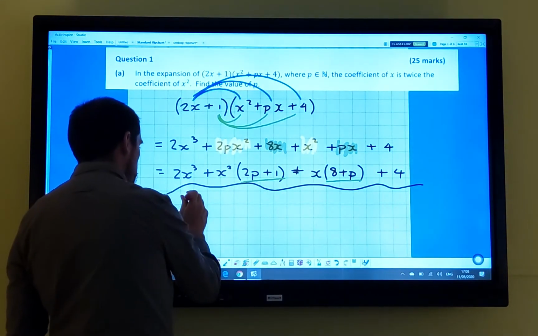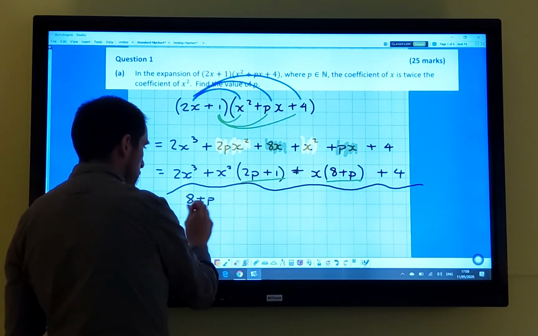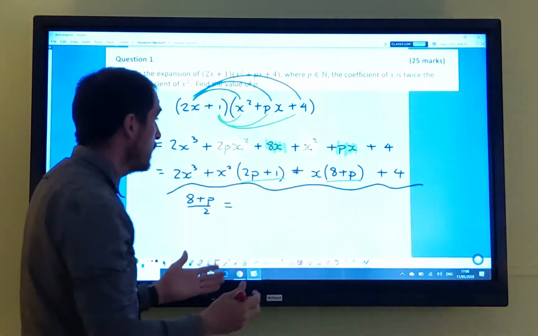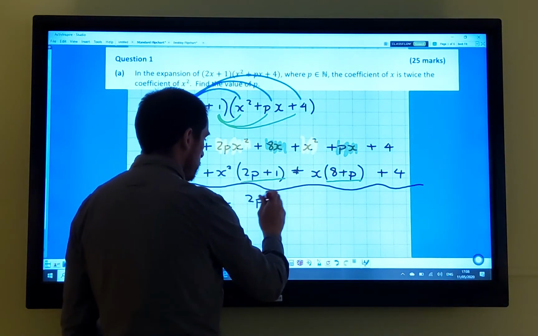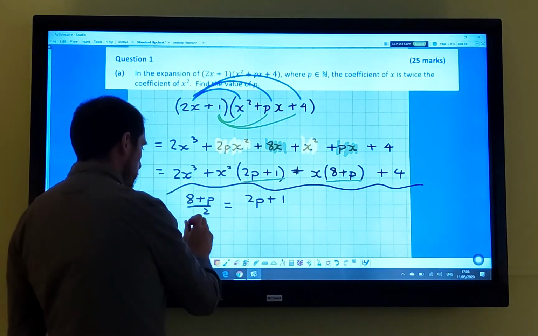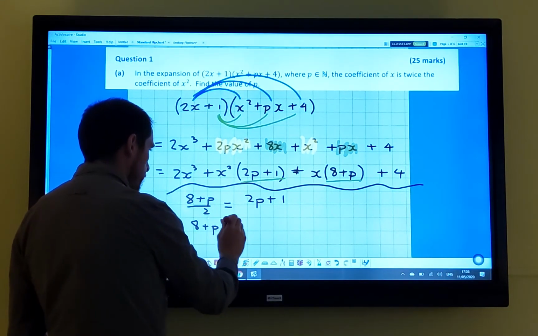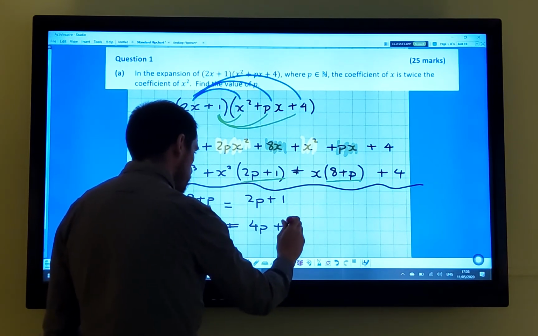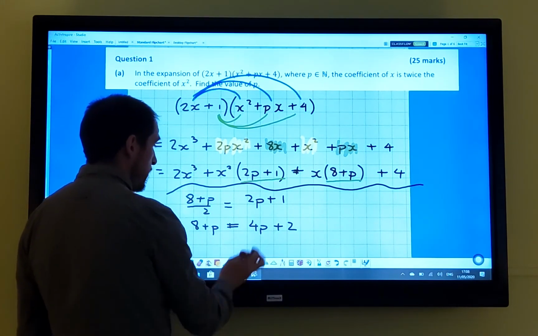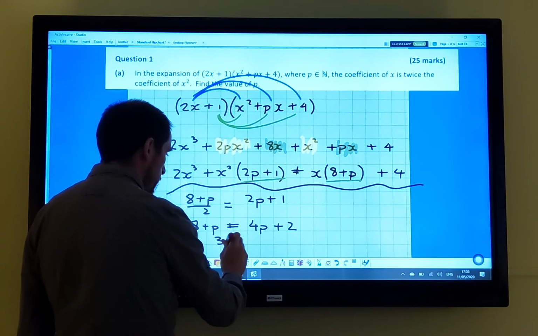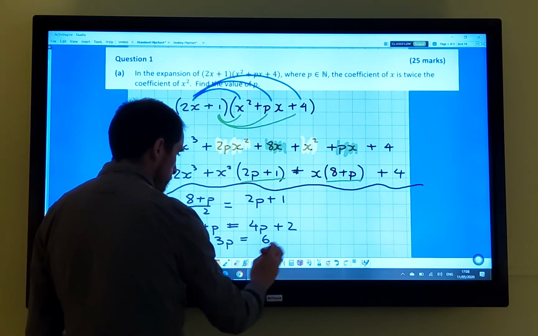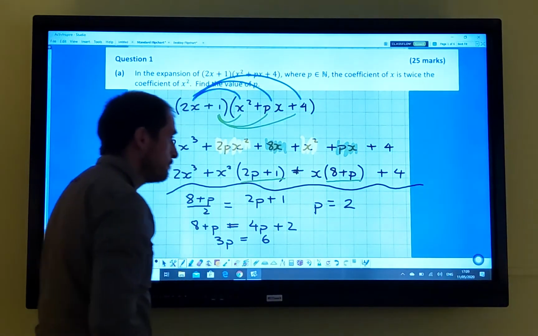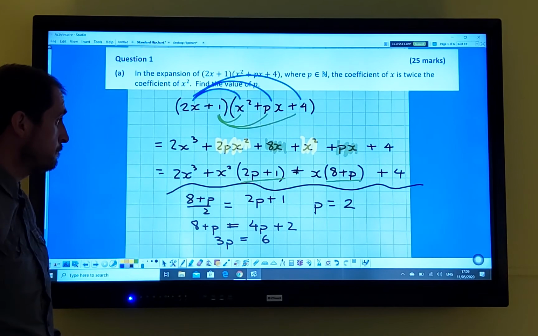I can say that (8 + p) divided by 2, because if something's twice the size of another thing, you divide it by 2 to make them equal, is equal to 2p + 1. Multiplying both sides by 2, 8 + p is equal to 4p + 2. Rearranging this, 3p is equal to 6, so p must equal 2. And that's that question there.